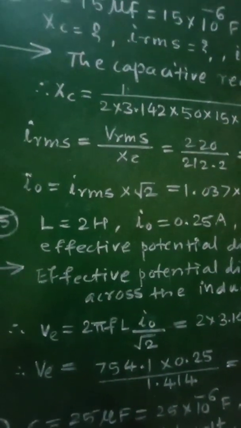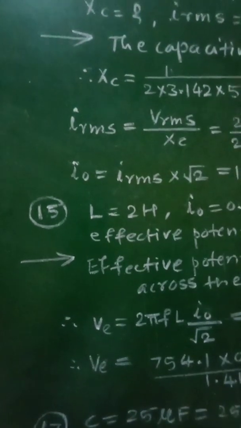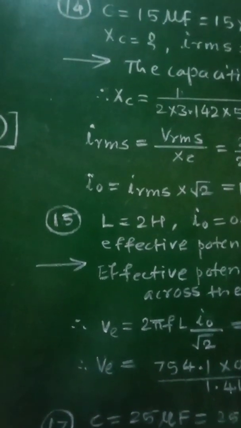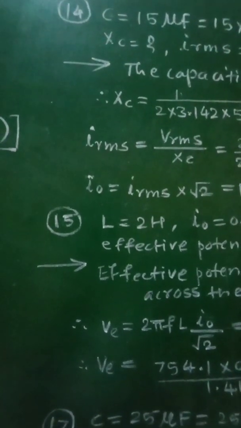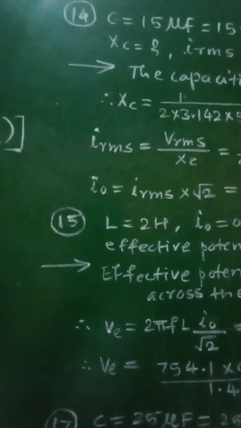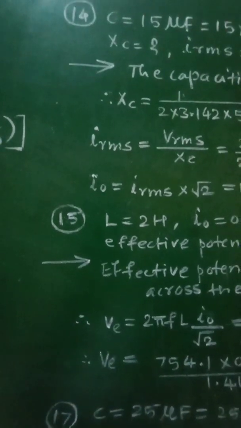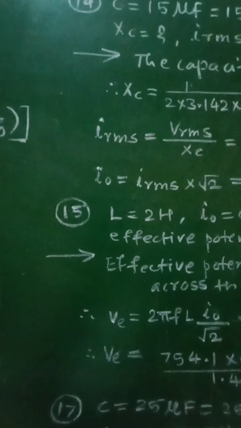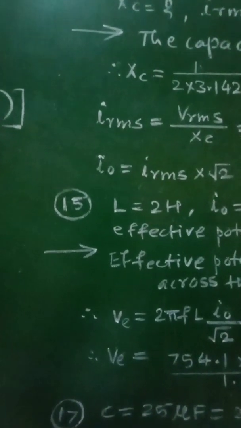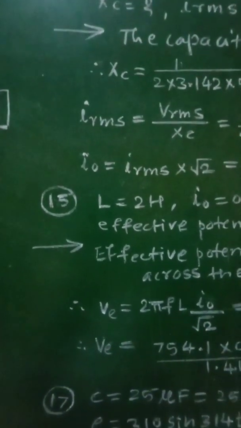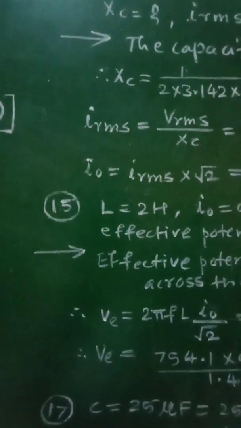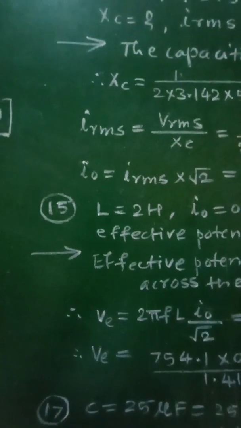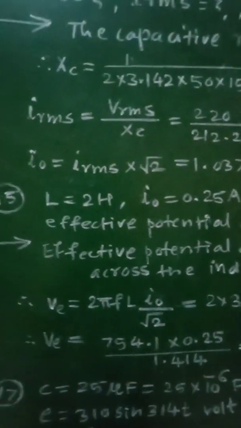Then we will go for the next numerical, that is numerical number 15, which is stated as: an AC circuit consists of only an inductor of inductance 2 Henry. If the current is represented by a sine wave of amplitude 0.25 ampere and frequency 60 Hz, calculate the effective potential difference across the inductor. Take pi is equal to 3.142.